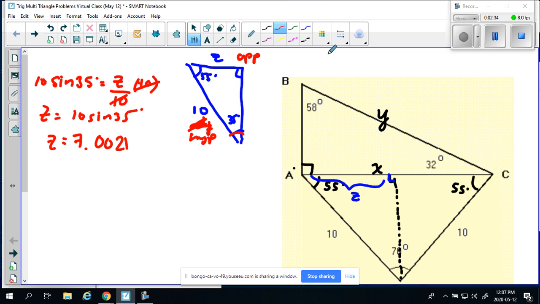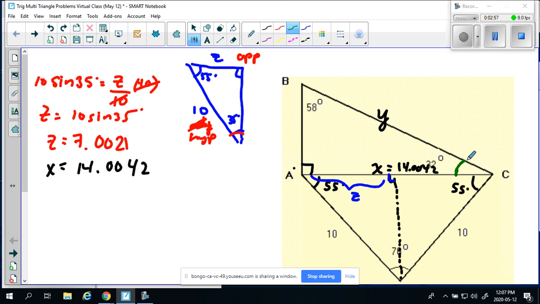And then we have x is going to be double that. So then x is equal to 14.0042. And again, do keep 4 decimal places until the very end. So we have this one, 14.0042. So at this point, it's actually not too bad because then you can choose either of these angles to try and figure out y.